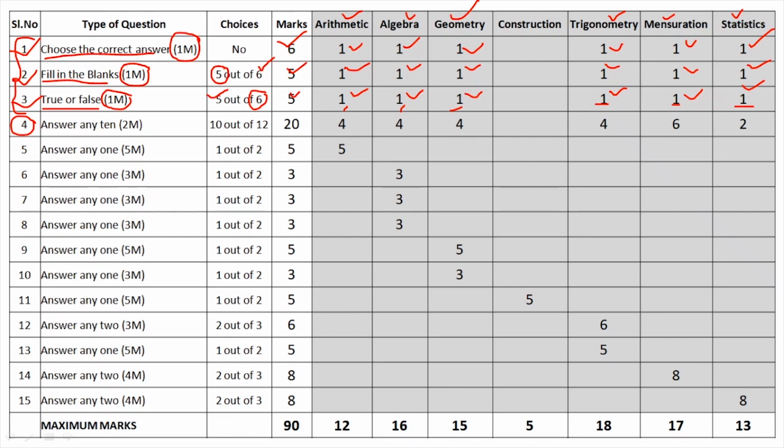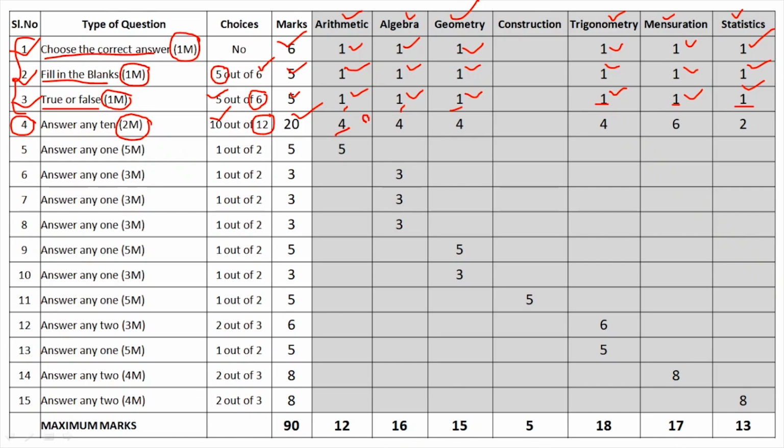It will be of 2 marks each, and there will be 12 questions, out of which you have to answer 10. So 10 questions of 2 marks each will be 20 marks. Now from arithmetic it will be of 4 marks.